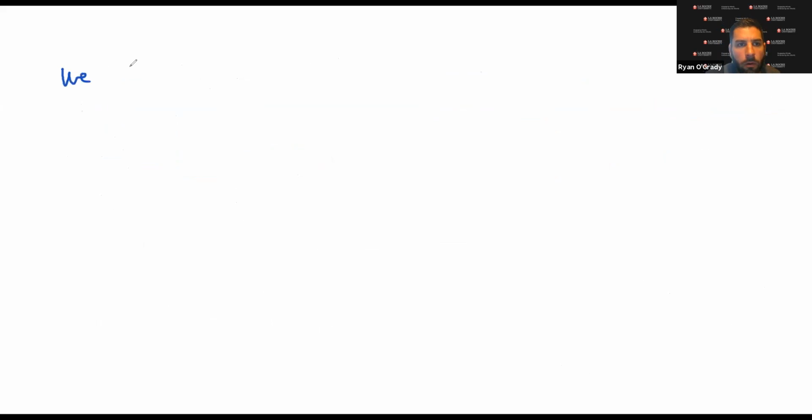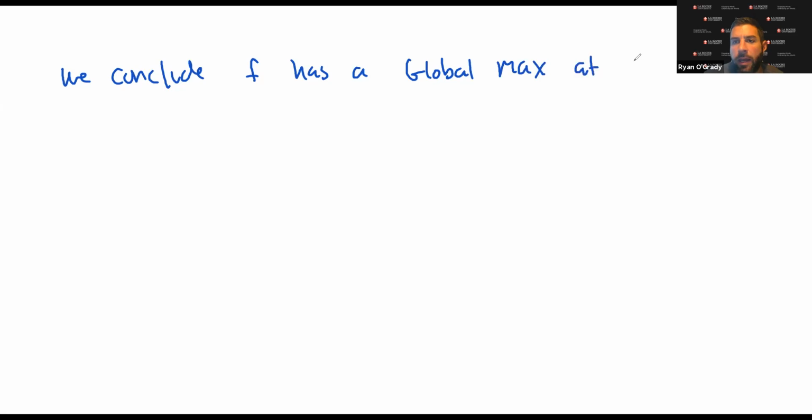So we conclude f has a global max at x equals 0. And if you plug that point in, what's that point? That's just the point (0, 1).